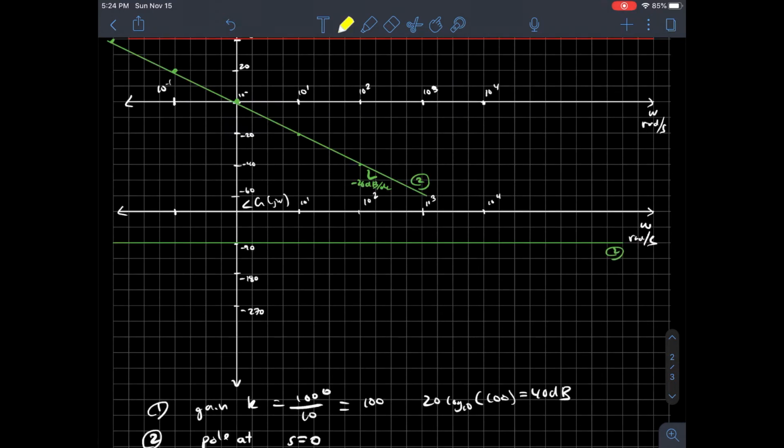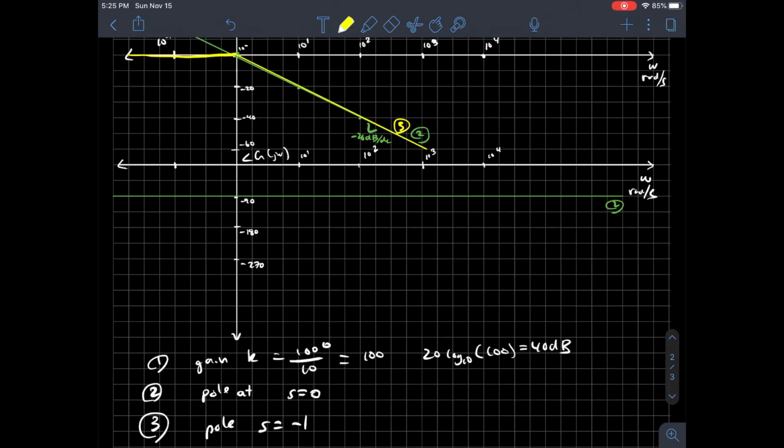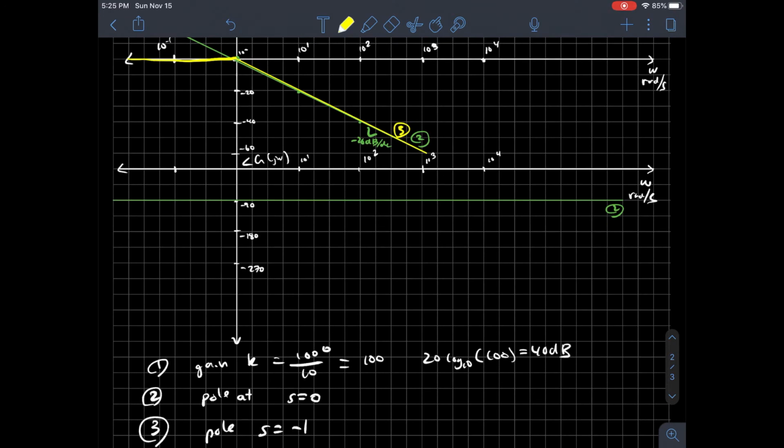Actually, what's going to happen is that it's going to be 0 up until 10 to the 0, and then it's going to decrease at negative 20 dB per decade. So I've got something there. I know that's right on top of the other one. And in phase, it will decrease by 90 degrees, but it will do so starting at the decade before and ending the decade after. So the contribution happens right there. And I would call this number 3.